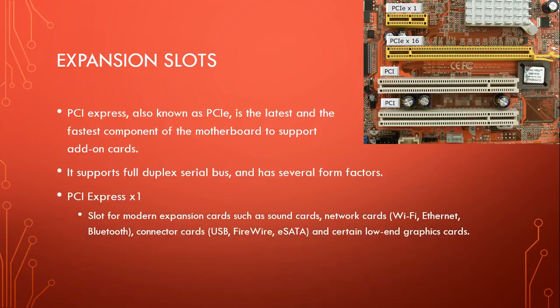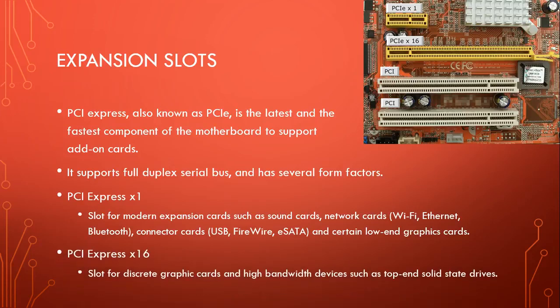The first is PCI Express X1, which is the slot for modern expansion cards such as sound cards, network cards, so that's things like Wi-Fi, Ethernet, Bluetooth, connector cards, so things like USB, FireWire, eSATA, and certain low-end graphics cards. Now, PCI Express X16 is the slot for things like discrete graphics cards and high bandwidth devices such as top-end solid-state drives. So anyone that builds their own PC and puts in their own graphics card is taking use of this PCI Express X16.